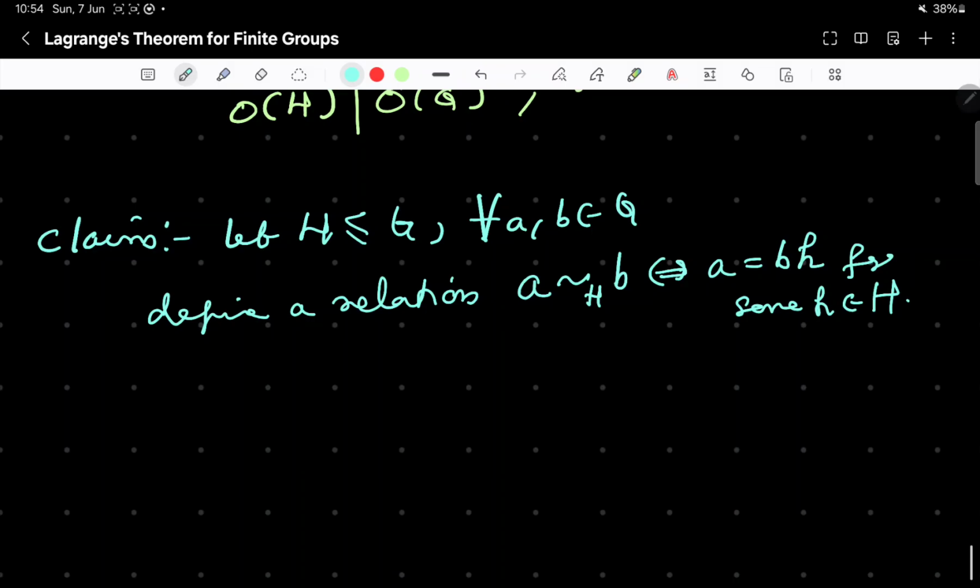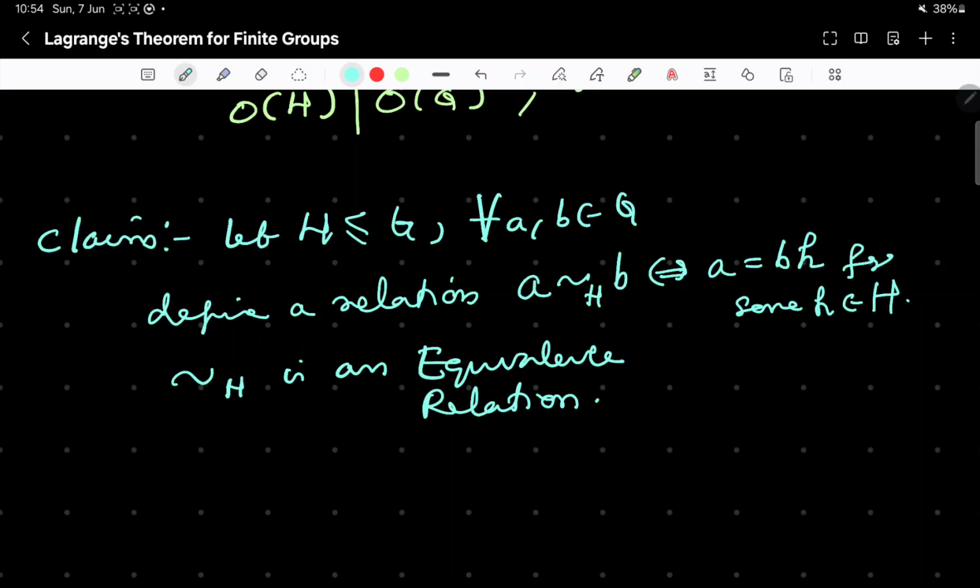So this is a relation. A is related to B if A can be written as bh for some h belonging to H. If you are able to write it in that fashion. So my claim is this tilde H is an equivalence relation. First, what I have to prove is that it is reflexive.